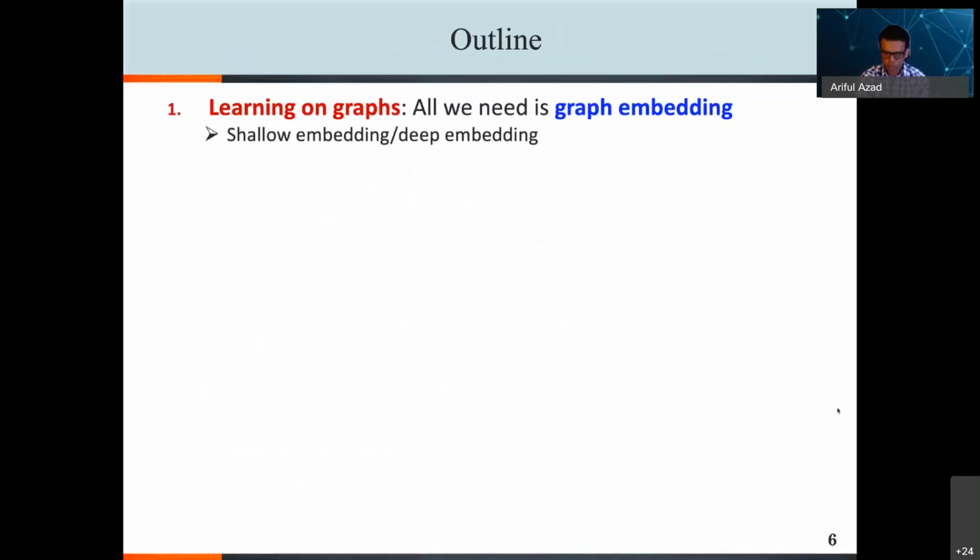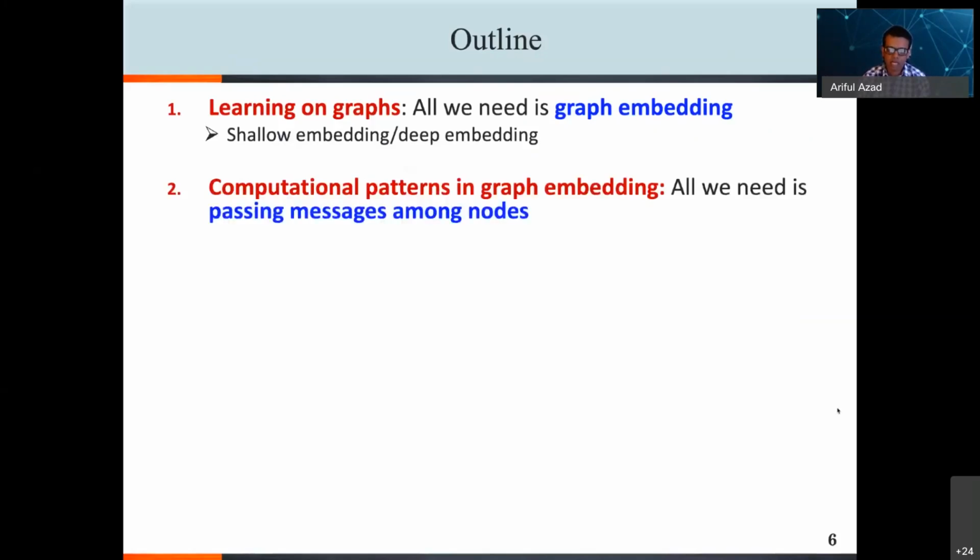So based on this brief introduction, in this talk, I have 5 clear objectives. At first, I'll discuss what we need primarily when we learn on graphs. And I argue that we typically need graph embedding. We'd like to embed a graph into a low-dimensional Euclidean space. I'll discuss different types of embeddings, mostly shallow and deep embedding.